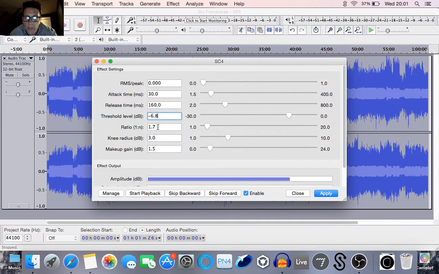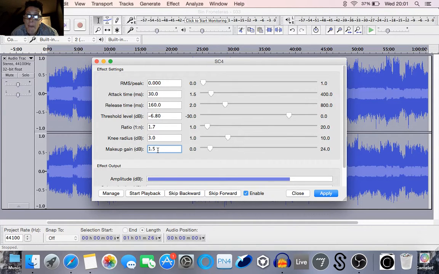Ratio is your compression ratio. I keep it really mild, especially for the SE4, because we're going to be using another compressor in a minute. Knee radius, yeah, this all just depends on how fast the compressor acts, and when it's coming up to the actual threshold, what it does. You can have soft knee, hard knee, all that fancy stuff. Not important. And this thing here called makeup gain, I do play around with this a little bit.